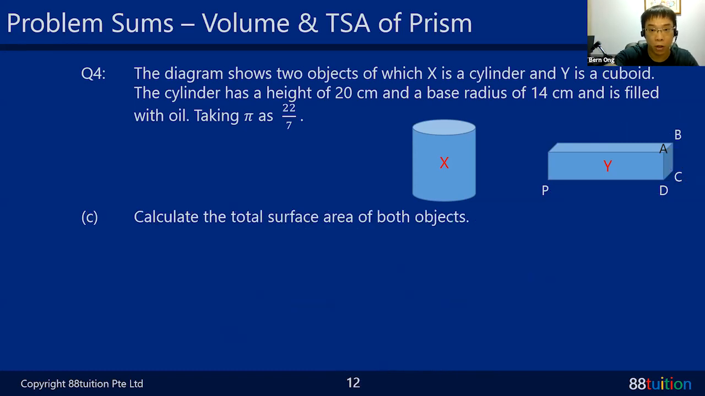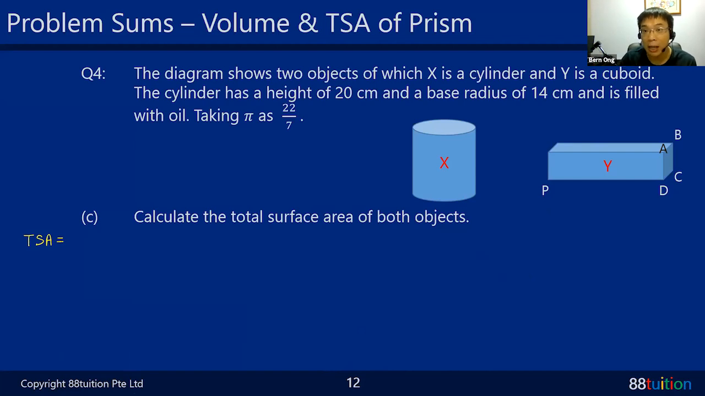All right. And moving on, what's next? Calculate the total surface area of both objects. Let's find the cylinder first. Cylinder is a prism. Very good. So total surface area, I'm going to call it TSA. Total surface area is equal to what?